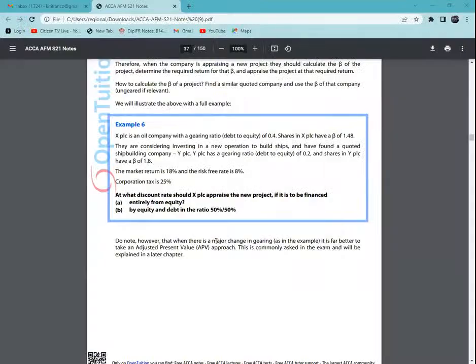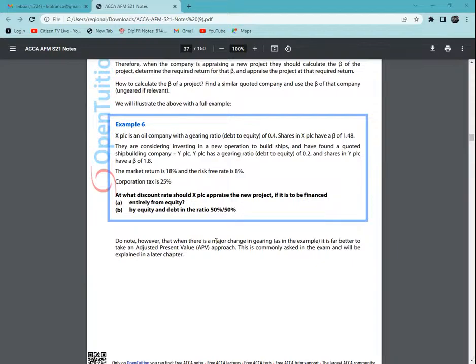Without knowing them, it will trouble you a lot. Now, XPLC is an oil company with a gearing ratio, debt to equity, of 0.4. Shares of this XPLC have a beta of 1.48. So the beta of this own company, 1.48, is irrelevant.